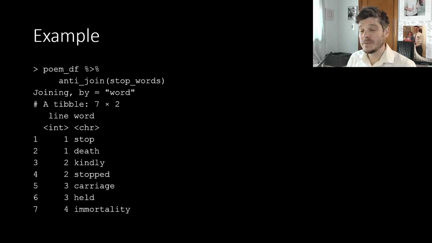So again, remember the poem was "Because I could not stop for death." Well, "because" is a stop word, "I" is a stop word, "could" is a stop word, "not" is a stop word. Those are all very common, so we removed all of those. And so all we're left with is "stop" and "death" from the first line. And you can see that we went through and did the same thing with those other lines as well.